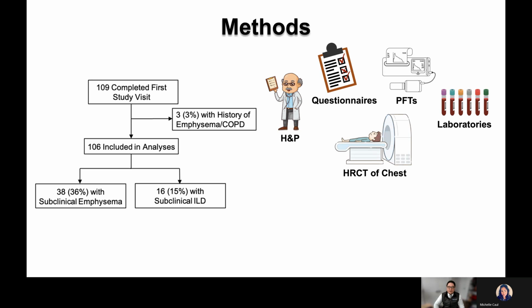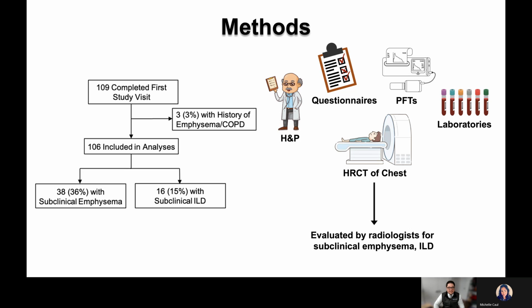These patients underwent a comprehensive assessment, which included a history and physical exam by a trained physician, self-administered respiratory questionnaires, full pulmonary function testing, blood sampling for serologies and routine labs, as well as high-resolution CT of the chest. These HRCTs were then evaluated by radiologists for subclinical emphysema and ILD using scoring systems that were previously validated. Other pulmonary abnormalities were also noted and included in our analysis.